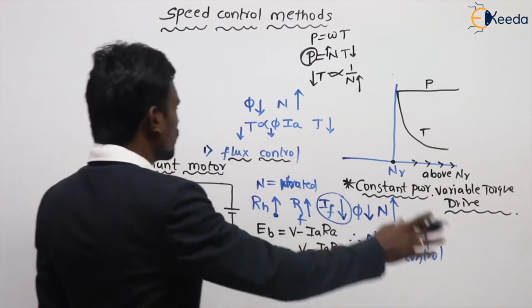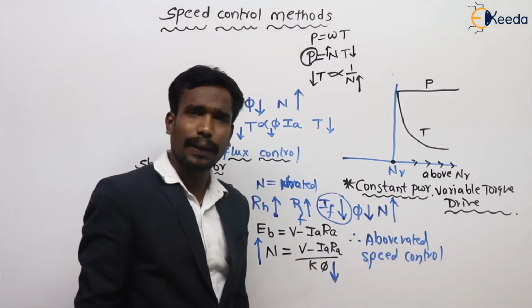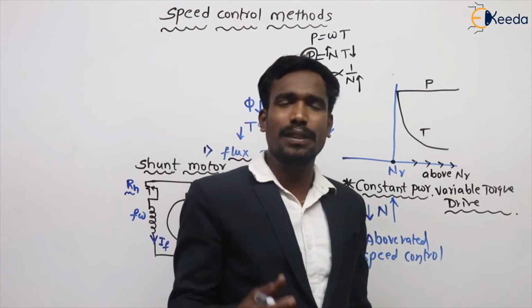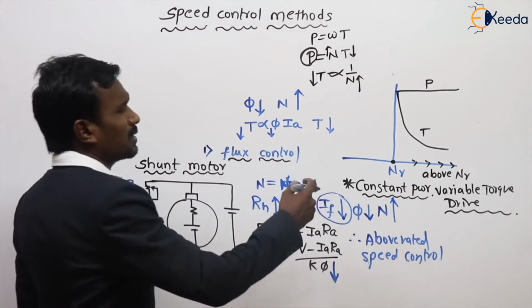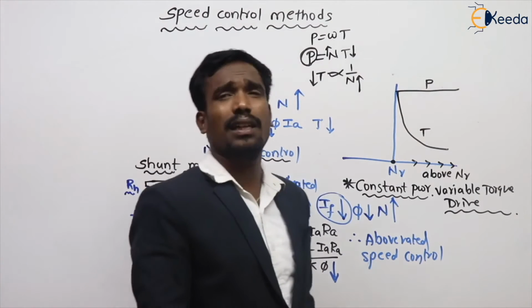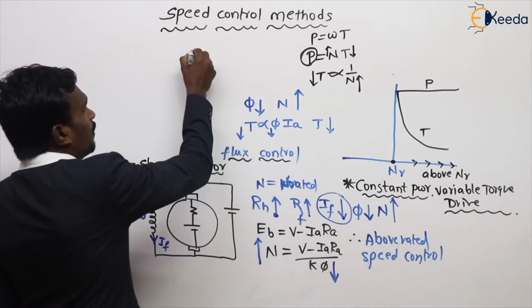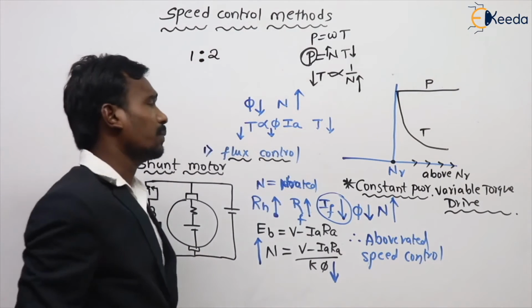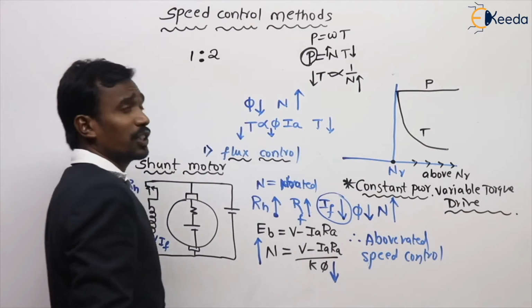Alright, sir. This is generally the flux control method of DC shunt motor. This is only applicable for above rated speeds. I have given you clarity. How much percentage of speed can we increase in this method? Exactly. In this method, we can increase the speed in the range 1 is to 2, nothing but from 1000 rpm to 2000 rpm for normal machines.